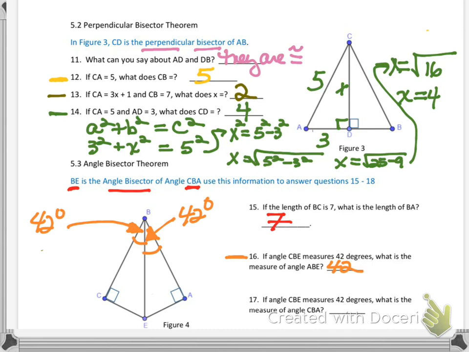Okay, so then 17 kind of builds on it, so I think we can keep the same color. If angle CBE is still 42, what is the measure of angle CBA? All right, look at this. CBA is the whole big angle. If each piece of it is 42, then the whole thing must be 42 plus 42, which is 84 degrees. So make sure that makes sense to you. We're going to go on to the next page and just do question 18. So I'm going to pause this for a second and get to the next page.